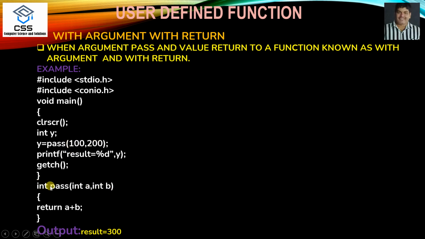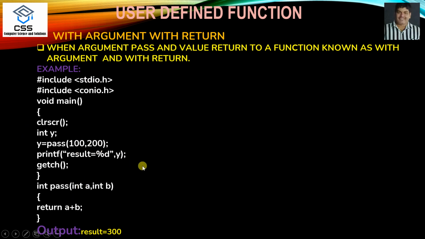Why is the returning value of the function an integer? Because one integer value will return. a plus b means 100 plus 200, so 300 will return here and that will be stored in the variable y, and we have to access y. It means you pass the value, you return the value. That concept is known as with argument, with return.